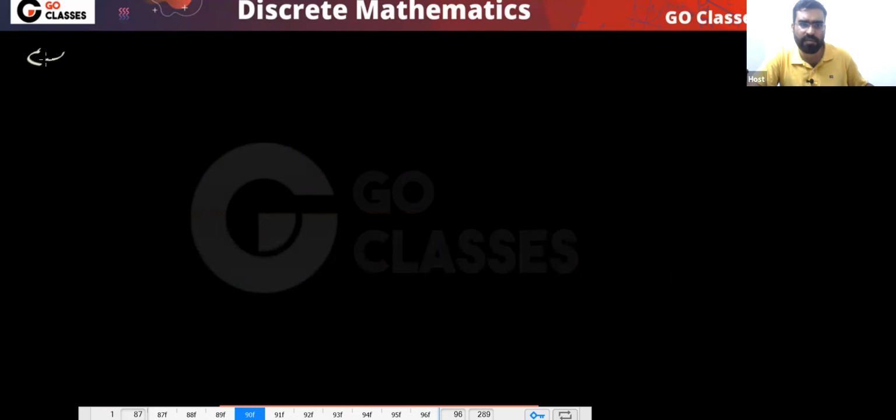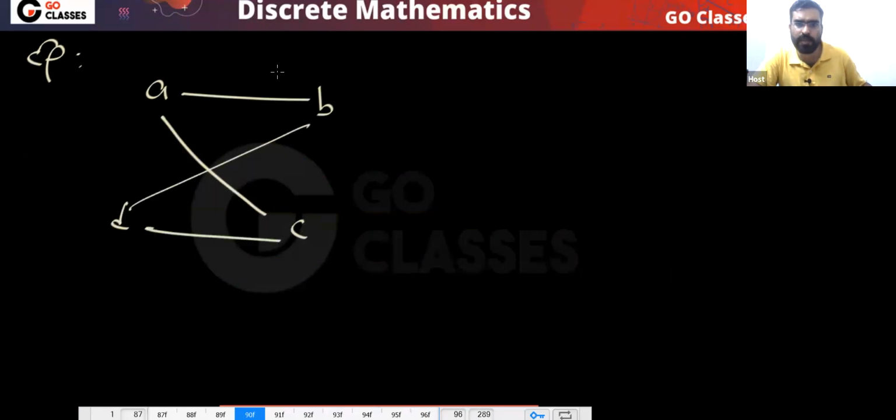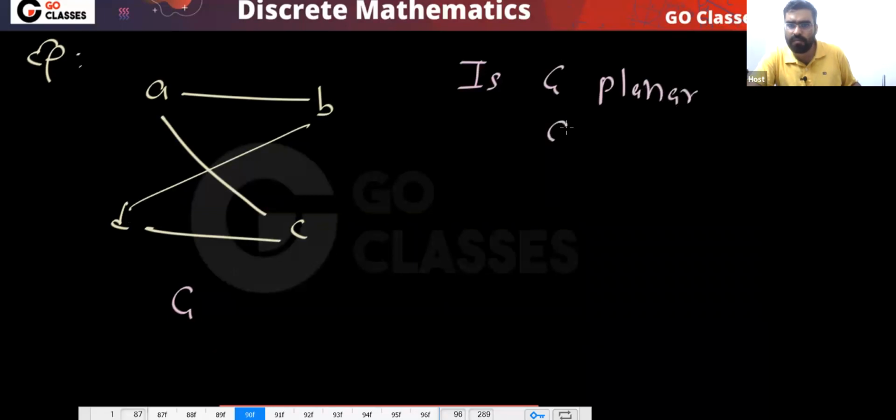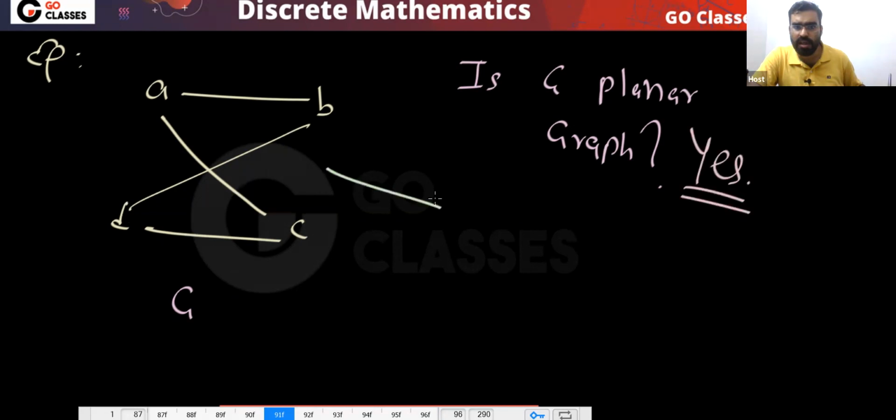Is this a planar graph? For example, is this planar graph A, B, C, D? This graph G, is it planar? Is G planar? Is this graph planar? Yes, very good. This is planar, because I can create a planar representation.